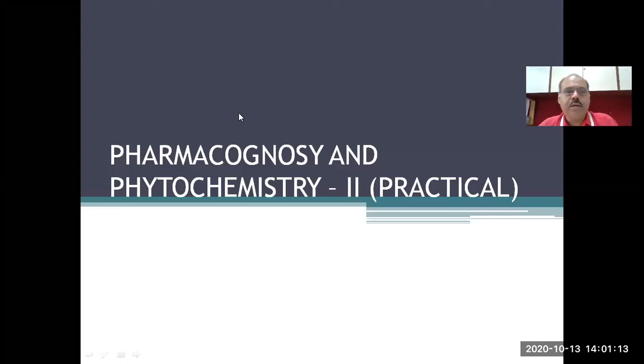In the last practical, we had discussed the morphology and microscopy of the clove. So today we'll be discussing the morphology and microscopy of the Senna, as well as the stomata, its classification and different types of stomata.